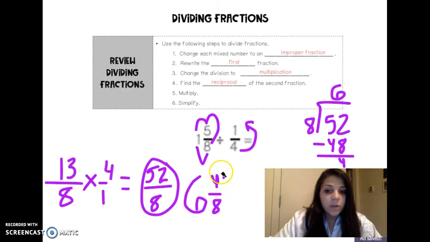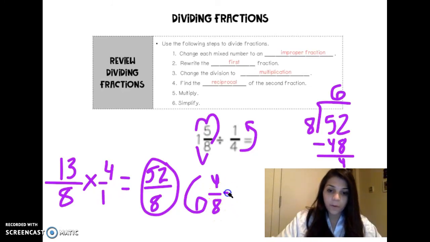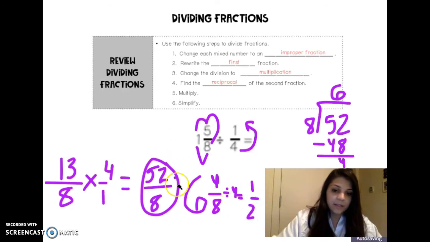But what do we notice about these numbers? Well, we know that 4 and 8 both can be simplified a little bit further. So I'm going to divide the top and the bottom both by 4. When I divide 4 by 4, I get 1. And when I divide 8 by 4, I get 2. So my answer, guys, we can't forget this whole number over here. So my answer for this problem is actually going to be 6 1/2.